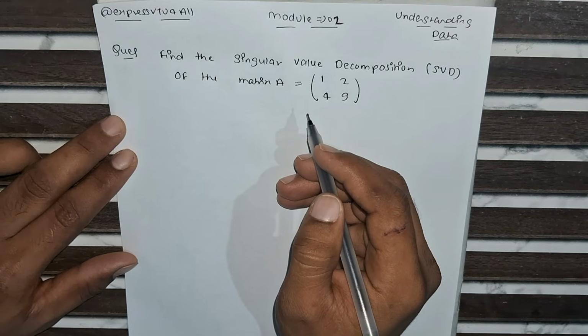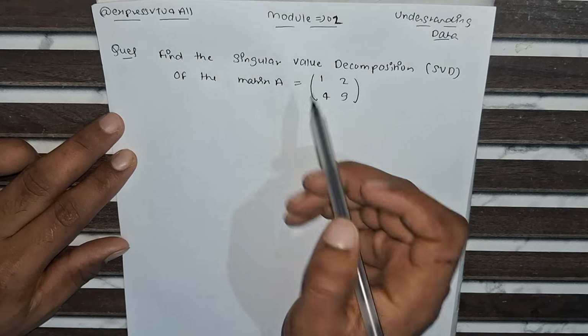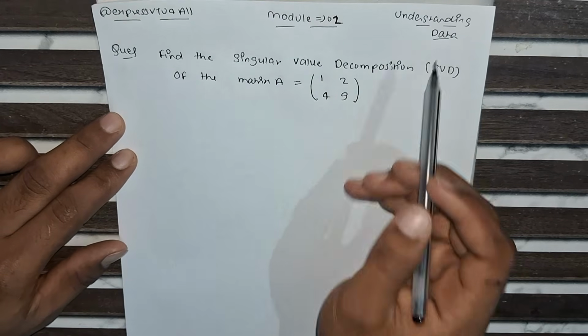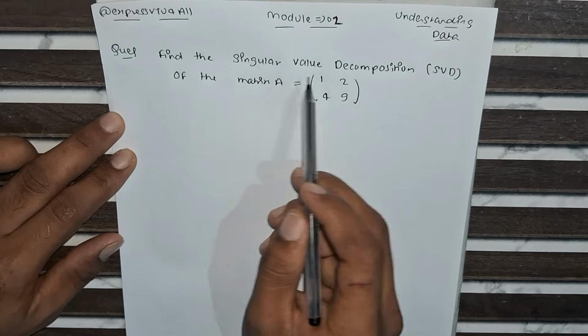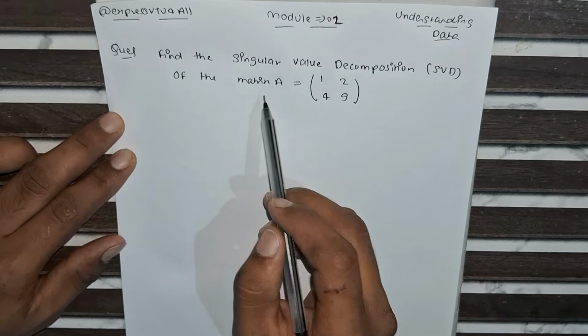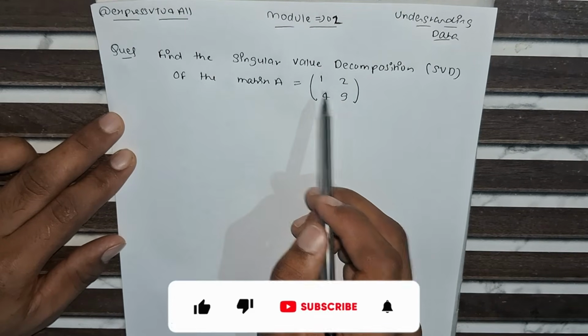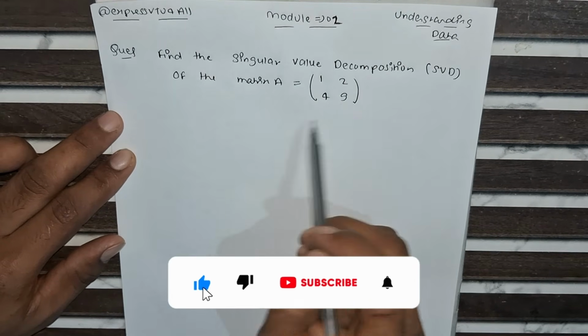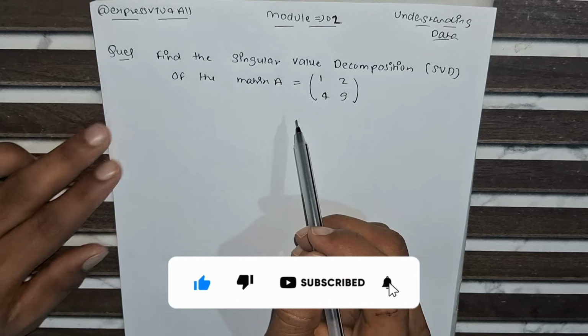In this video, we are going to solve a very important problem from module 2, understanding data. So the question is: find the singular value decomposition (SVD) of the matrix A, which is equal to [1, 2; 4, 9]. Before solving this question, we need to follow some steps.